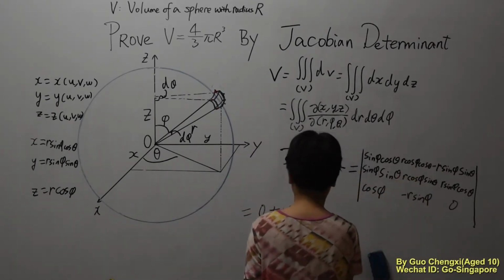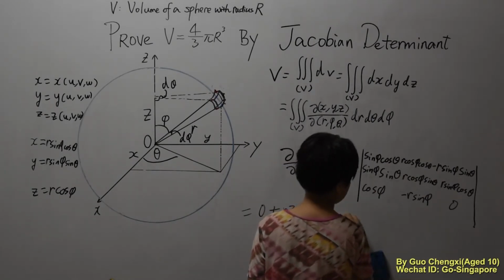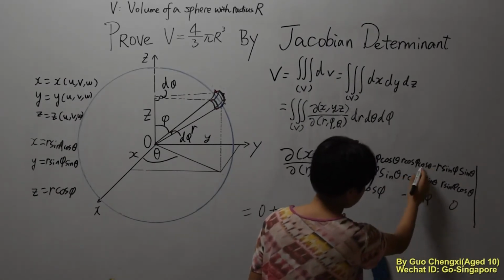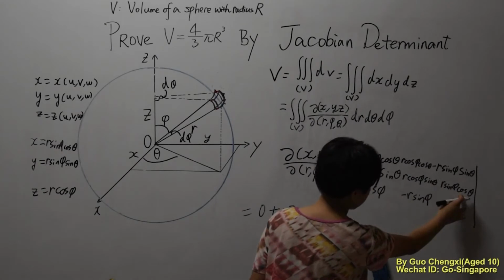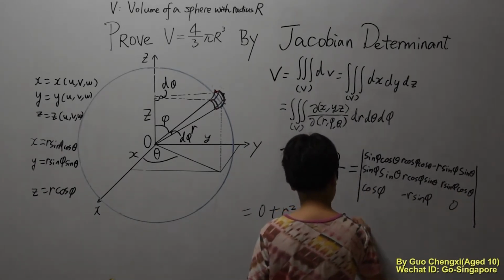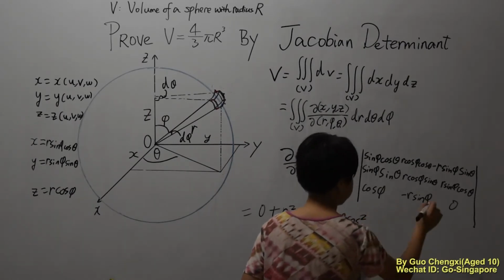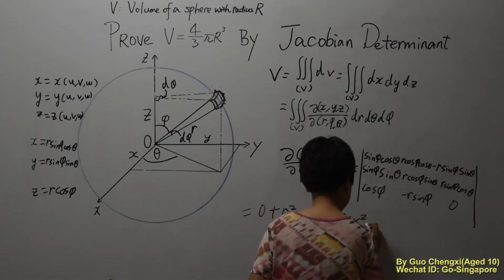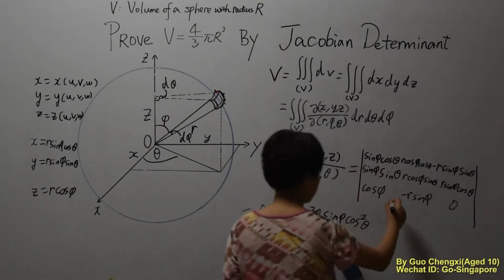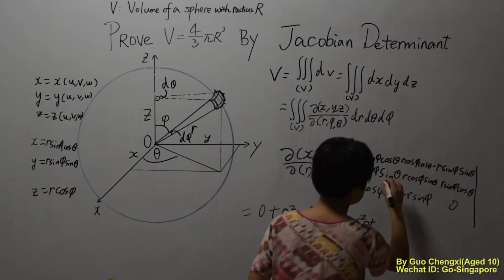Then after that, cosine square phi sine phi. Then after that, for this part, cosine square theta. Then after that, over here, it will become plus.